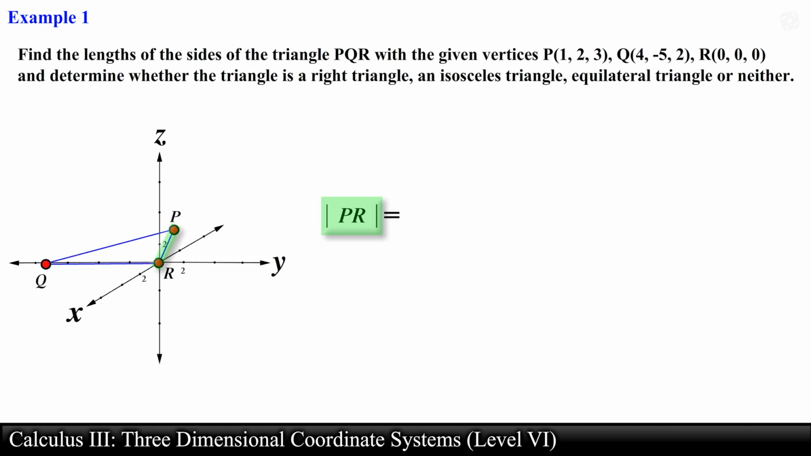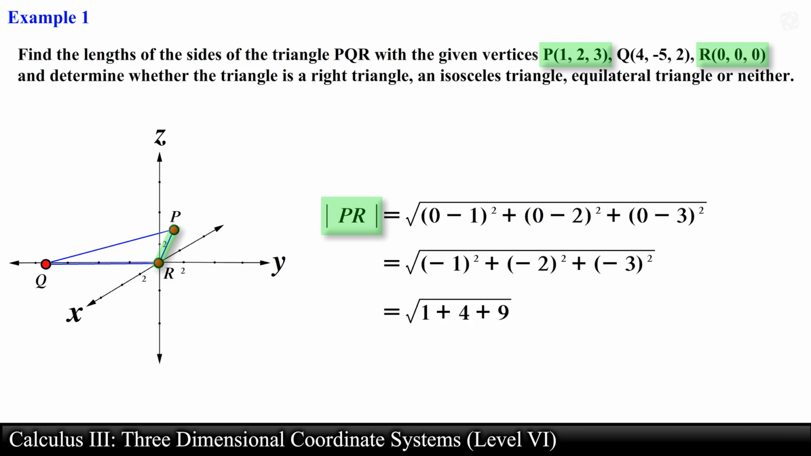The length of line segment PR can be found by using the coordinates of points P and R as follows. We go ahead and square the differences and simplify by adding the sum. Doing that, we obtain the square root of 14. Notice that we cannot simplify this radical since the factors of 14 are 7 and 2. None of these are a square number.